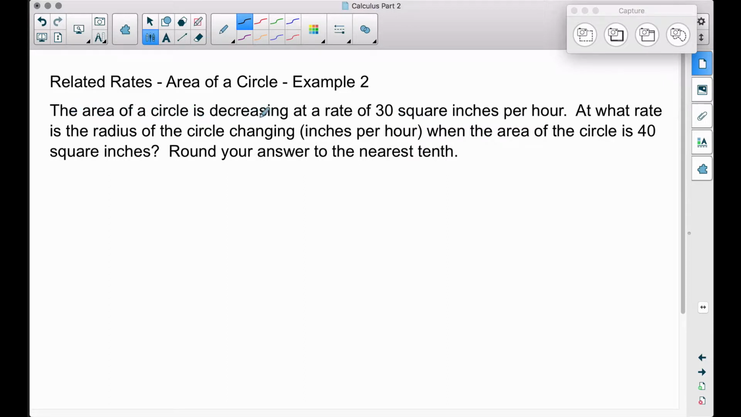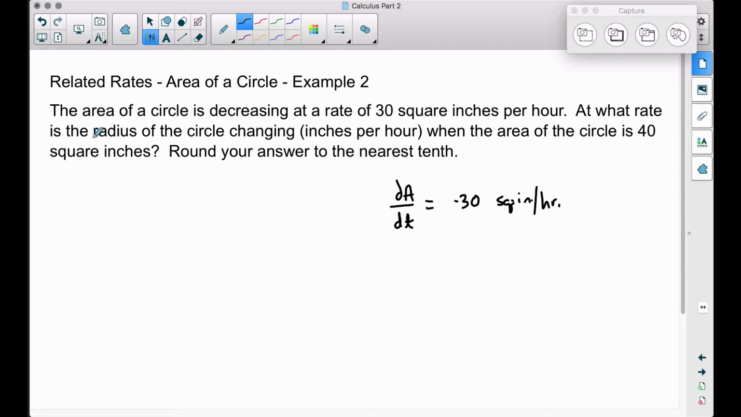The area of a circle is decreasing at a rate of 30 square inches per hour. That sentence right there tells me that dA/dt, the rate of change of area with respect to time, is equal to negative 30 square inches per hour. I used a negative because the area is decreasing, so we can think of this as a big circular puddle that's drying up. If it dries up, the circle is going to get smaller and smaller. So therefore, dA/dt equals negative 30 square inches per hour.